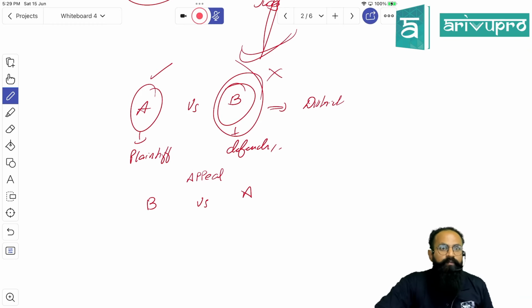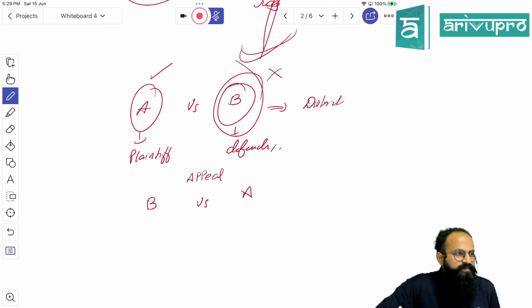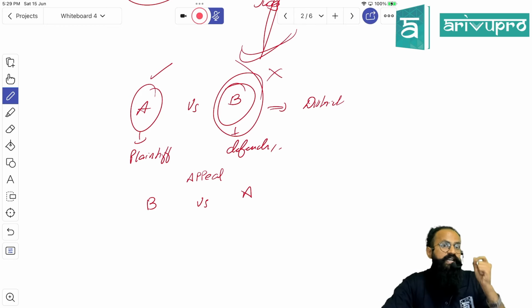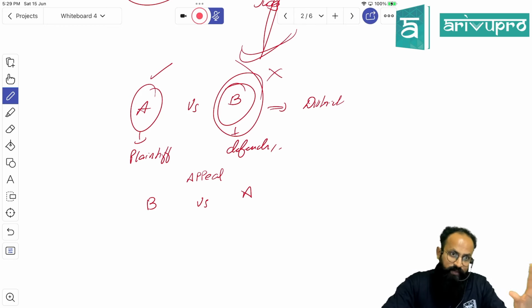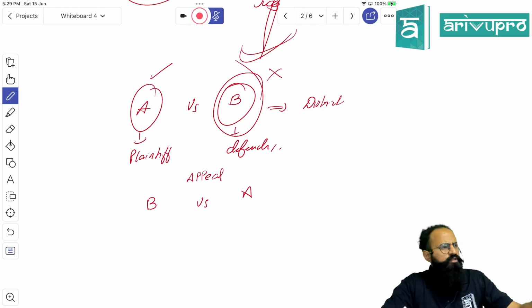Understood? Appeal means on a judgment passed by a lower court, you go to a higher court and say, I am not okay with the judgment. Is this clear, all of you? It's called an appeal. Is this clear? Pakka? Yes? So this is how the judiciary is done.